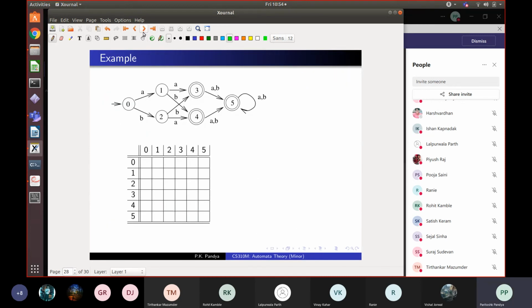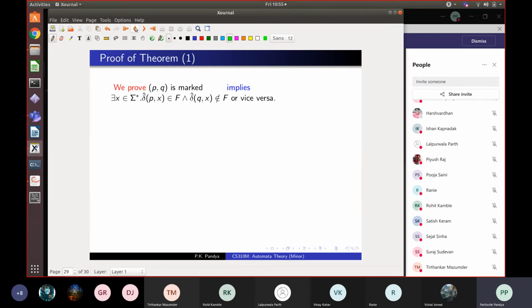Okay. We already did this for the original automaton, but your exercise is to fill this table. So take this slide and complete this table using the partition refinement algorithm. Okay, that is your assignment.